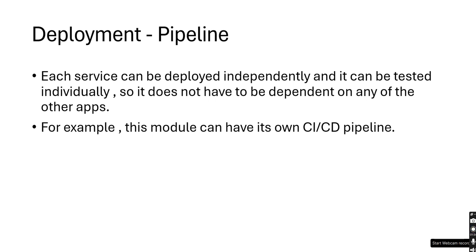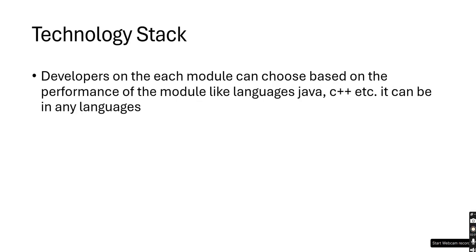The next is the deployment pipeline. You might have experience with different pipelines. For example, a heavily used pipeline is Jenkins. If you have multiple micro front end applications that go individually for deployment, each can have its own pipeline, so it can be built and deployed individually.